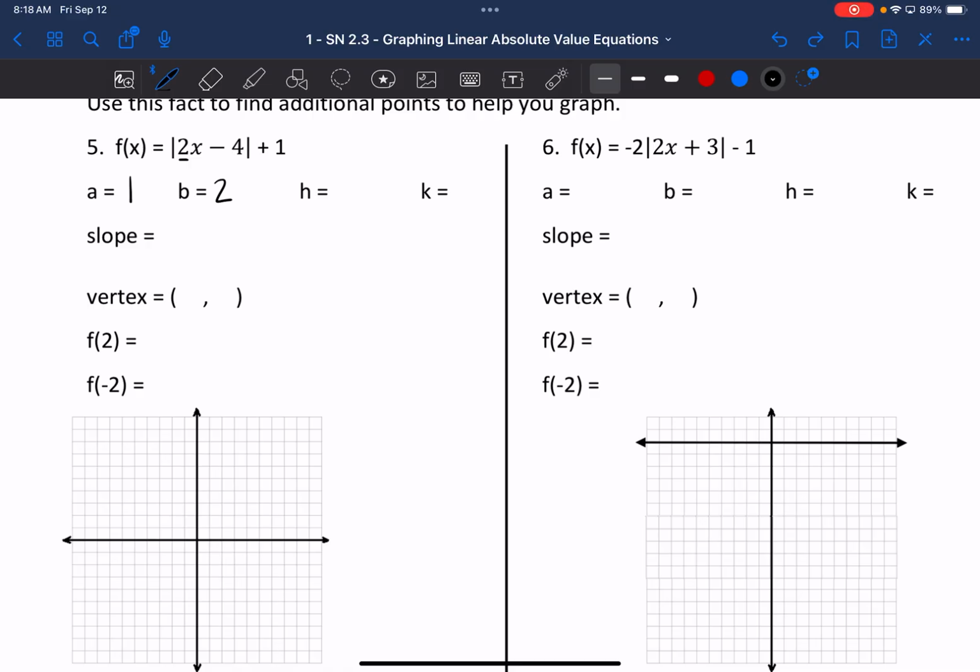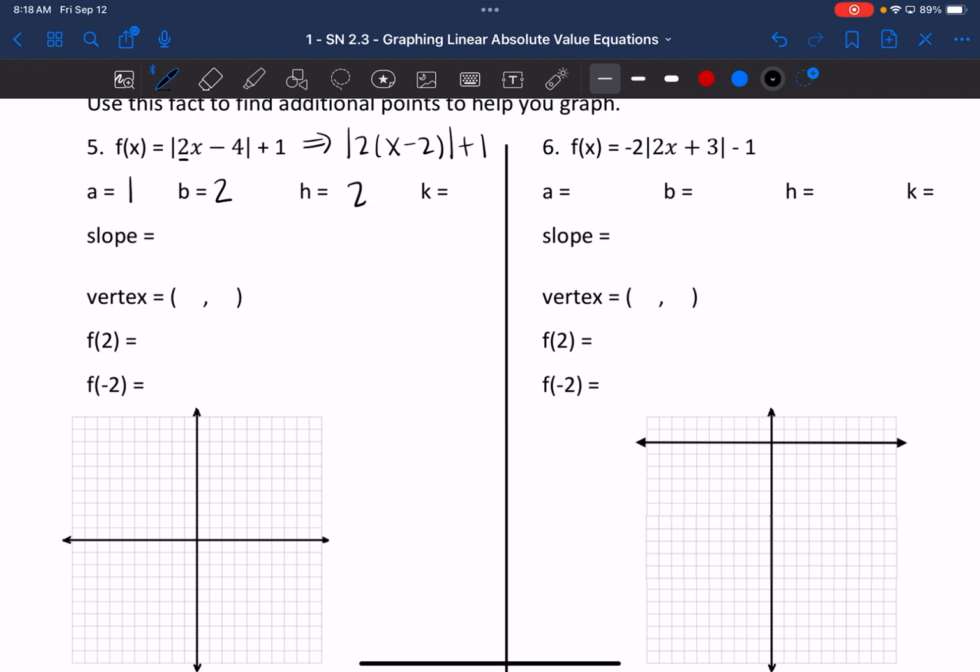So how would I take 2 out of 2x minus 4? What would that look like? So I would now have the absolute value of 2 parenthesis x minus 2, right? I've got to factor that 2 out, plus 1, all right? And now that I've done that, I can actually see h correctly. So what is my h value? 2, right? Because it says x minus 2 in the parentheses. We know it's going to be the opposite sign, so 2.